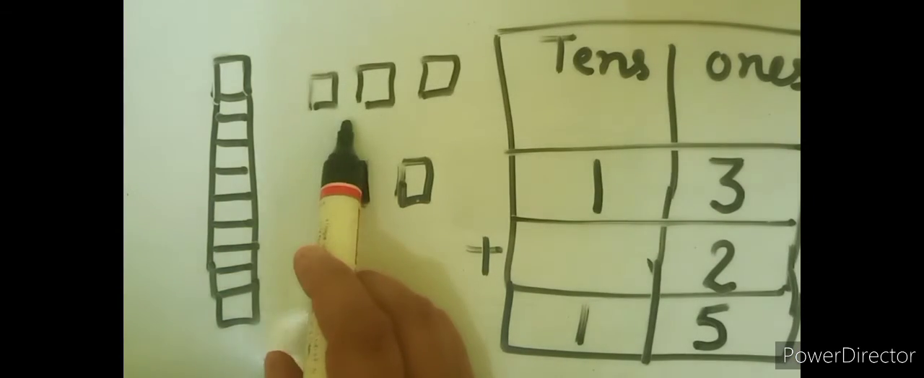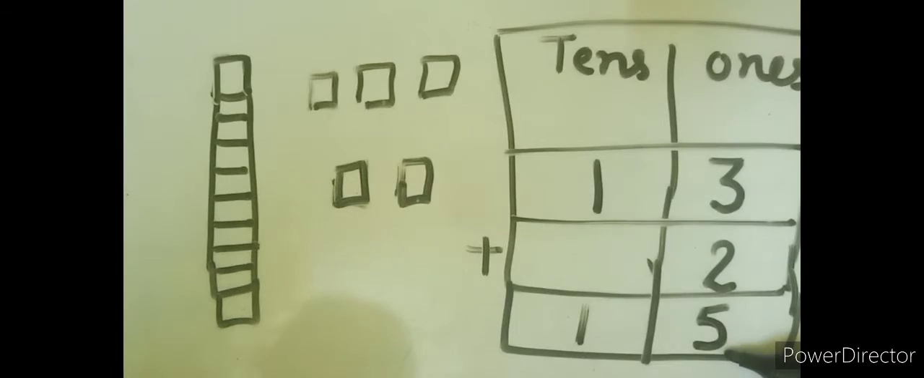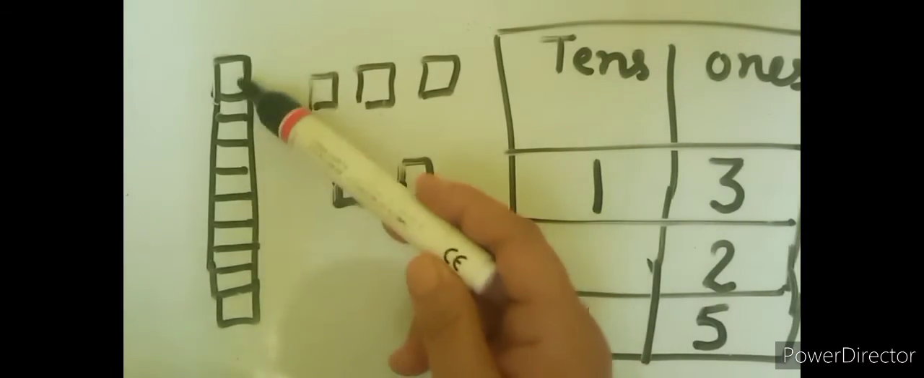Now firstly you have to count the ones place. 1, 2, 3, 4, 5. Now you have to write 5. Now I have one block. I have one row in the tens, and you have to write a 1 in the tens place.